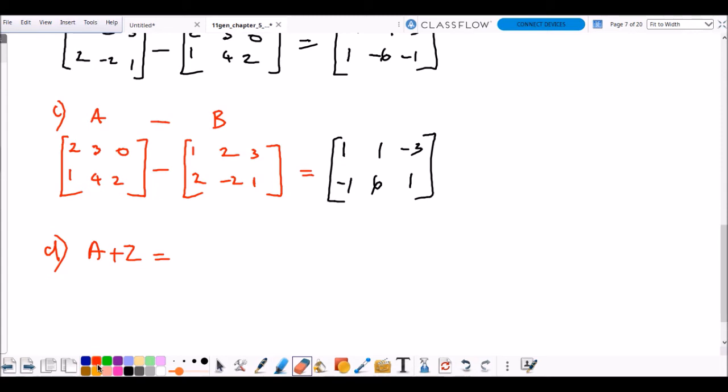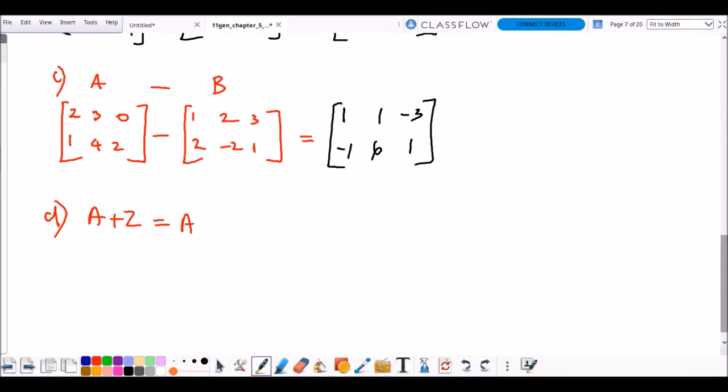So that's asking what is matrix Z going to be? In this case, A is this matrix, 2, 3, 0, 1, 4, 2, plus what is matrix Z going to be so that it equals A?